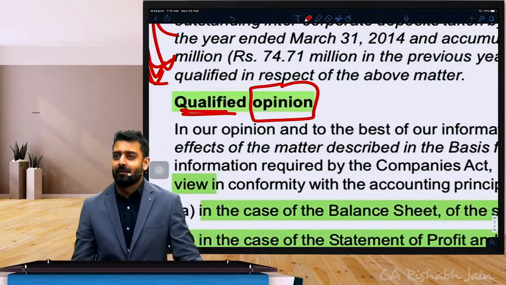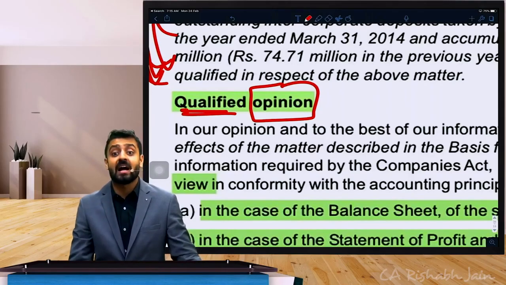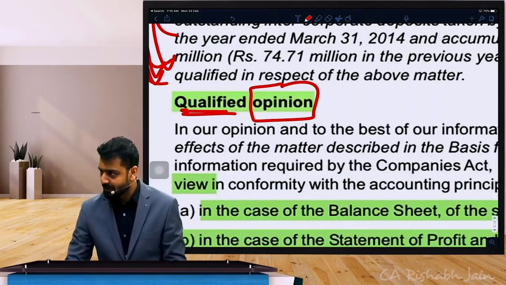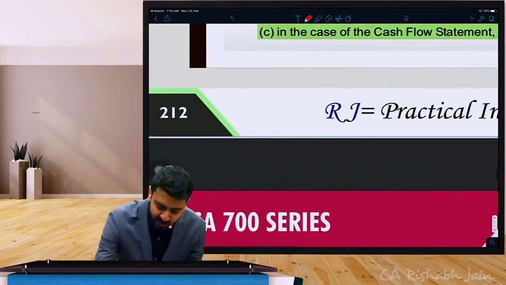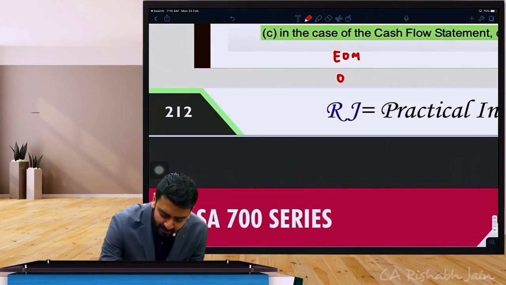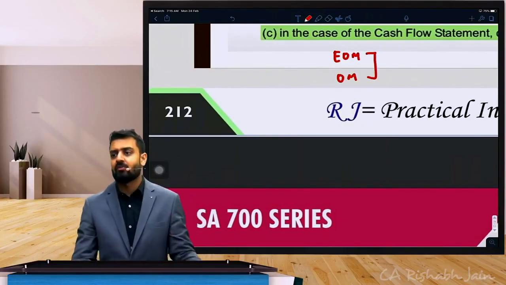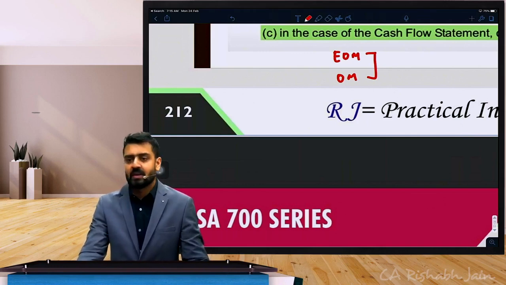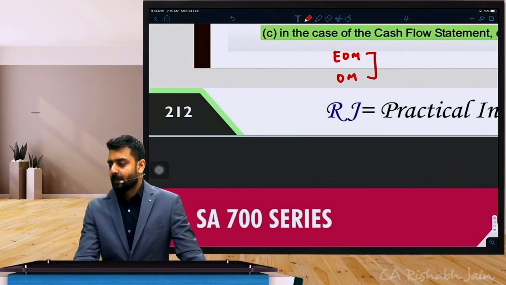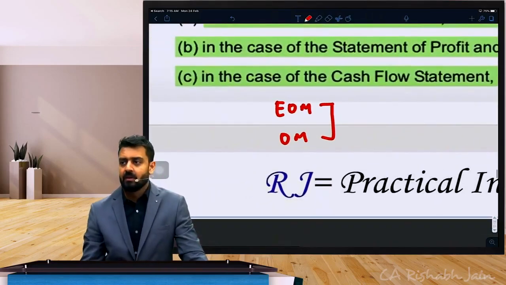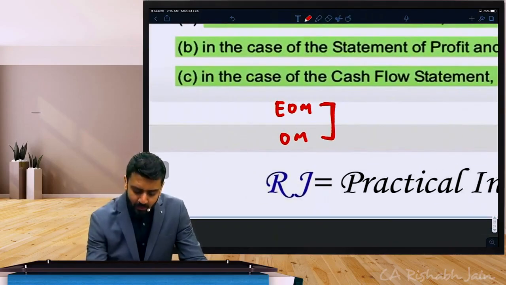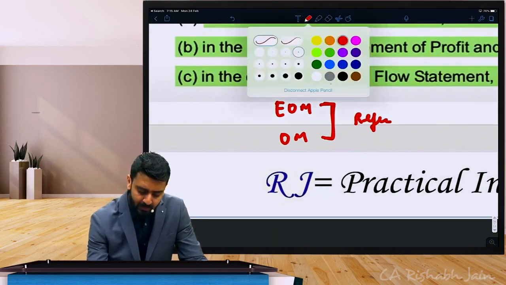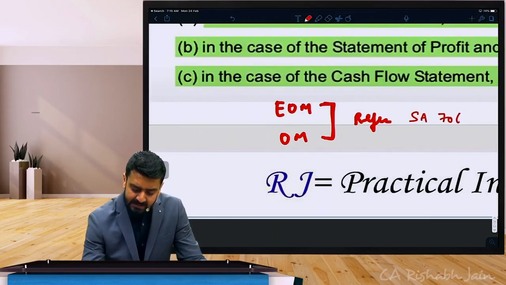There are two paragraphs you would have remembered: emphasis of matter paragraph and other matter paragraph. Have you heard these two words? We'll discuss them in real detail, don't worry. Write down the next one: emphasis of matter paragraph. And the next one is other matter paragraph. Mark them both, club them both and write down, refer SA 706.